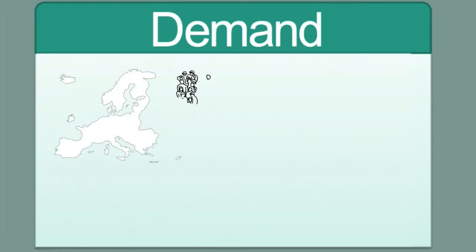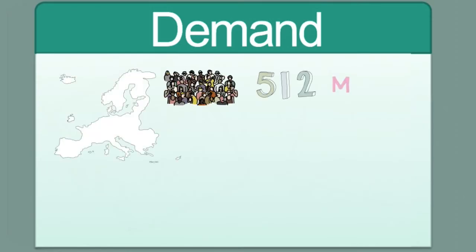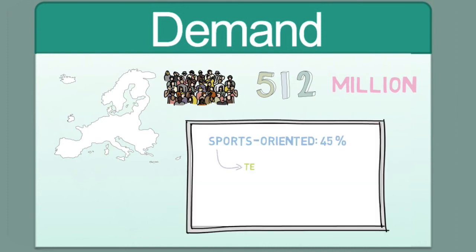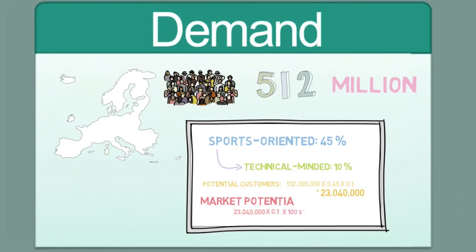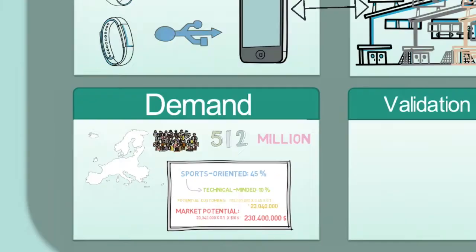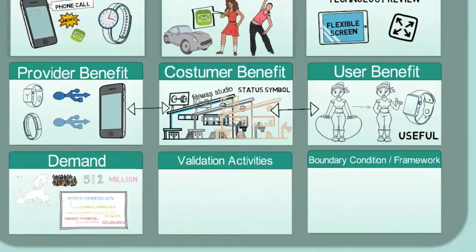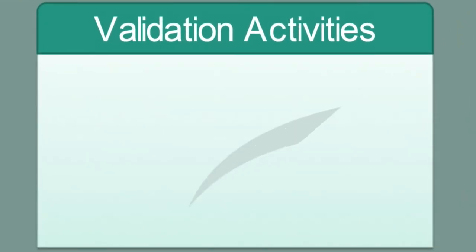In Europe, there live around 512 million people. 45% of those like doing sports. 10% of them are open to new technologies. Those are our potential customers. If we reach 10% of these at the market and we would have a sale of $100 per watch, we could have a market potential of $230,400,000.